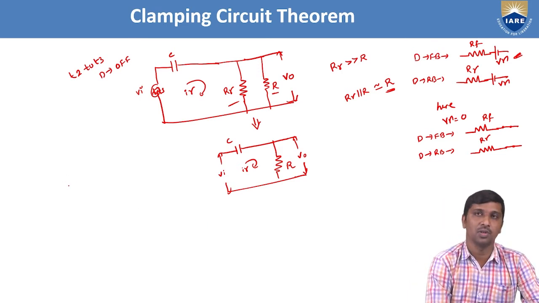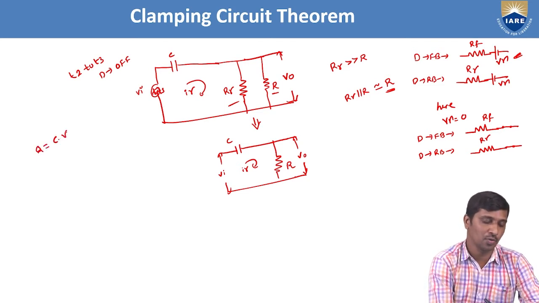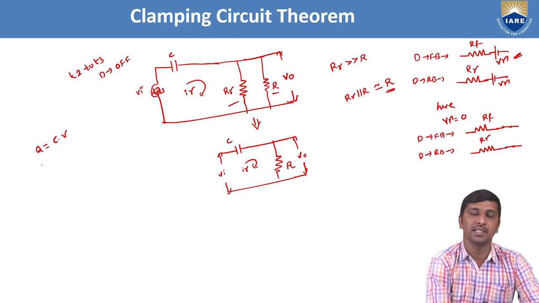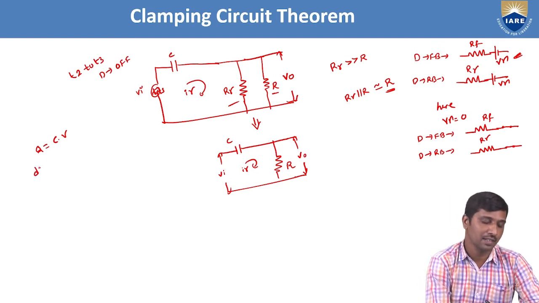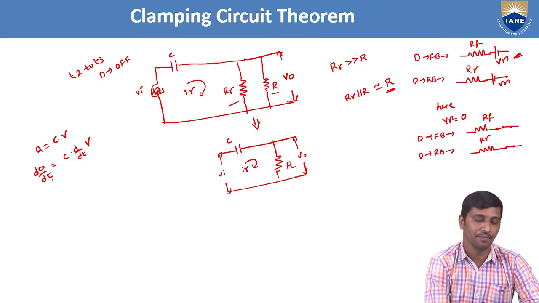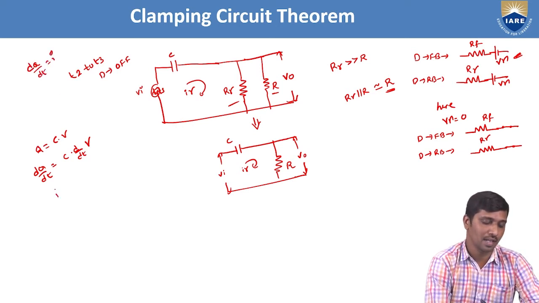Now, how are we going to find the area for this case? We know that Q is represented as C into V. If I apply differentiation, the rate of change of charge, which tells how the capacitor is charging or discharging, is dQ by dt equal to C into d by dt of V. The rate of change of charge with respect to time is the current, so I is equal to C into d by dt of V.